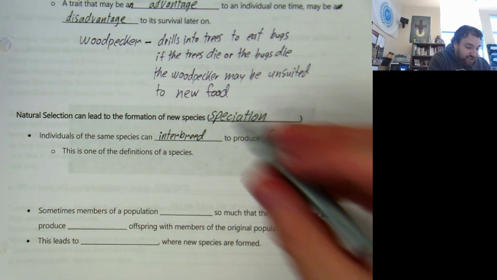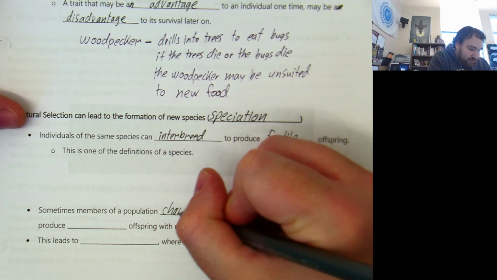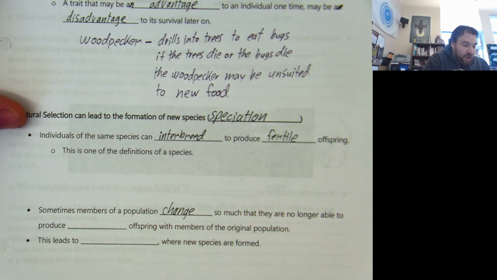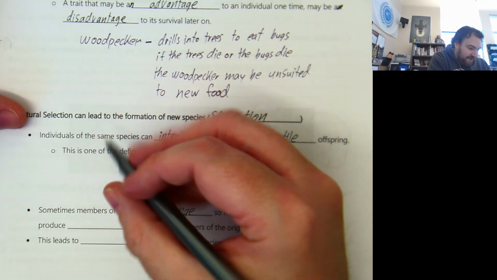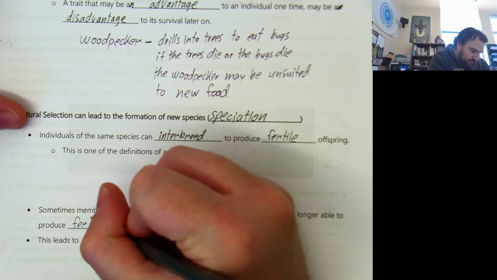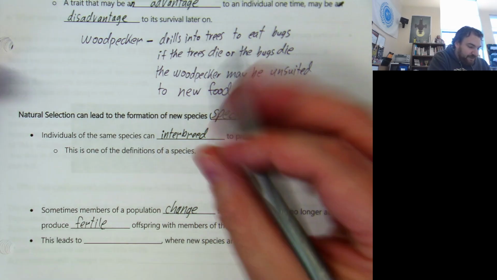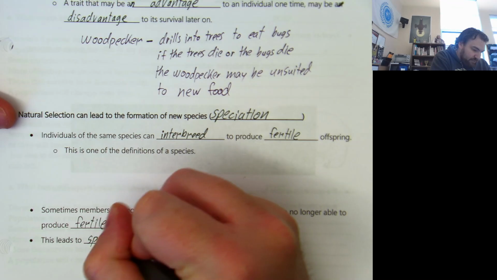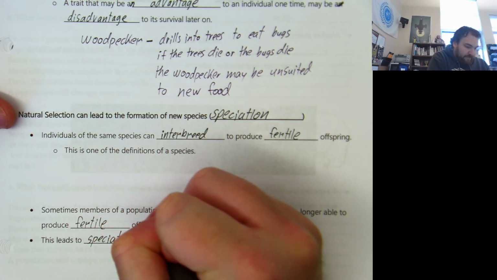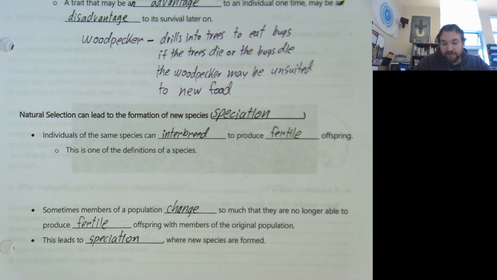Some members of a population change so much that they are no longer able to produce fertile offspring with members of the original population. This leads to speciation, when new species are formed.